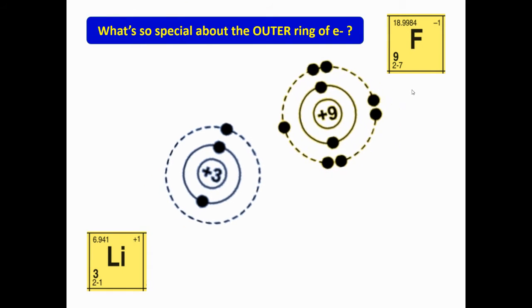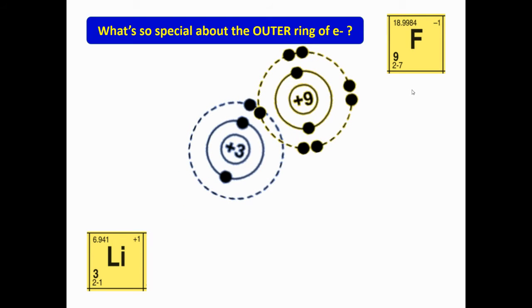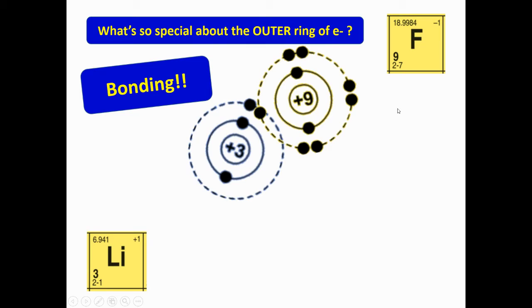Okay, let's have a look. Oh, it's the outer electrons that will touch each other. And this is important for bonding and important for chemical reactions, okay? So now if you look at it, this electron that wasn't in a pair, now it can be in a pair. The lithium and the fluorine are bonded together.